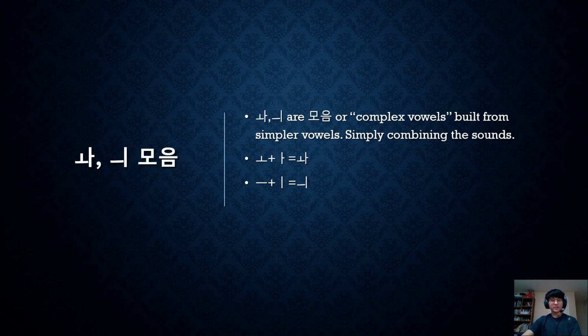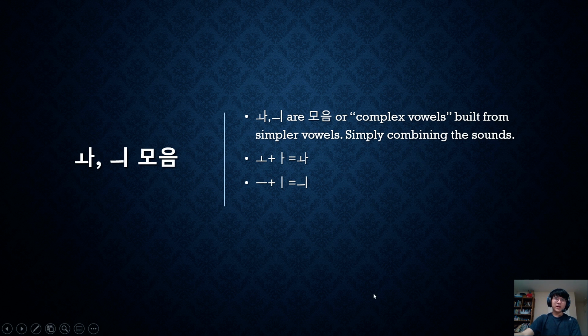Alrighty, so let's go straight in. So 와, 의 vowels. What is a 모음 again? Remember, 모음 are basically vowels. 와 and 의 are complex vowels, 어려운 모음, built from simpler vowels. There's a combination of 2 vowels to make another vowel, which is more complex.